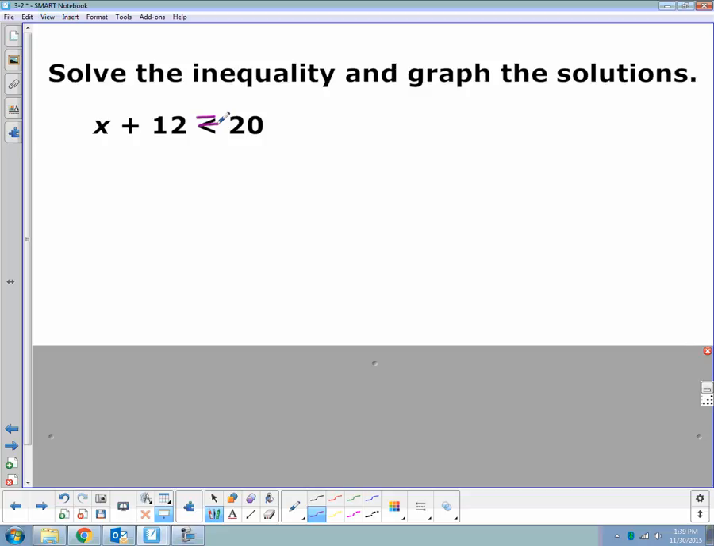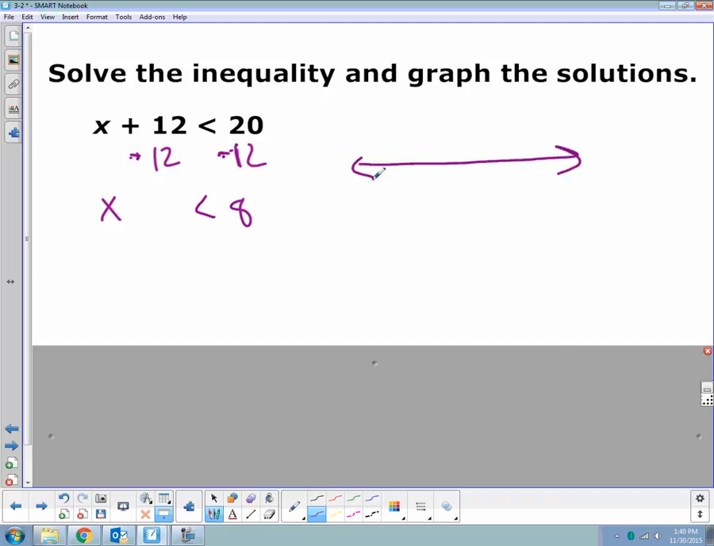If it was an equal sign, to get x all by itself, we would subtract 12 from both sides. Subtract 12, there we go. We'd have x, instead of equals 8, because 20 minus 12 is 8. Now, instead of that equal sign there, we just say that x is less than 8. And we're going to graph those solutions.